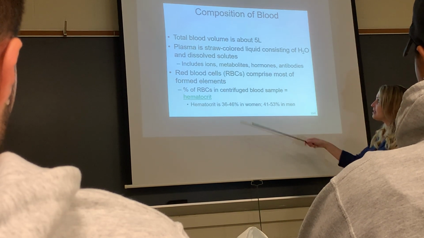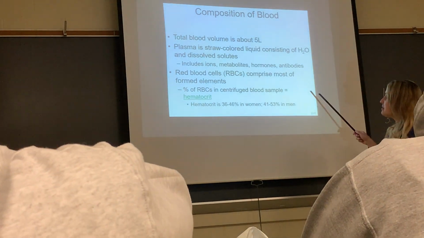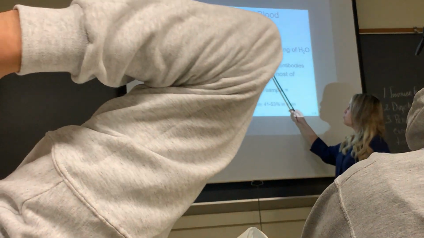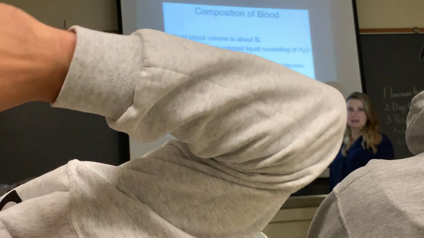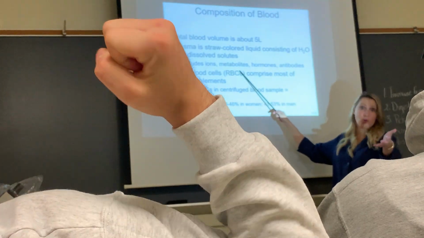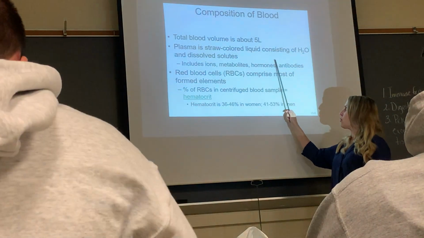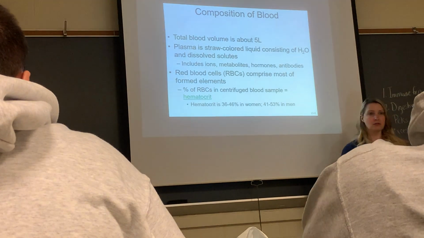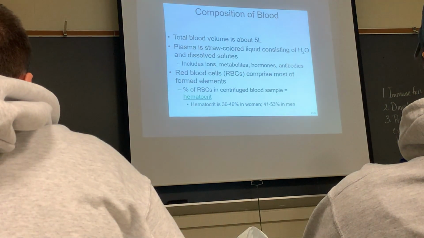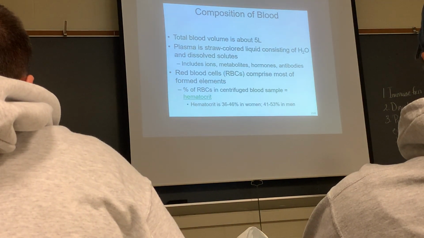Now the plasma, as I said, is straw colored. And the reason is because it doesn't just include water, it also has ions in it, metabolites like urea, again, or ketones like we were talking about, hormones, and antibodies. Just in case there's something foreign that comes into our bodies, we're ready.